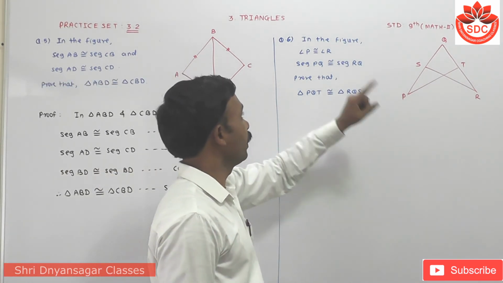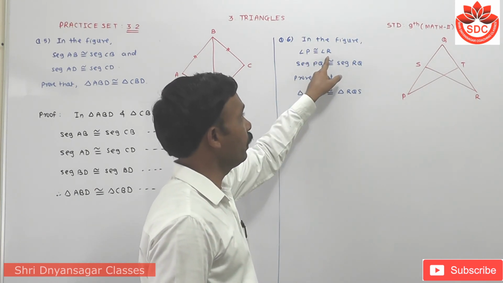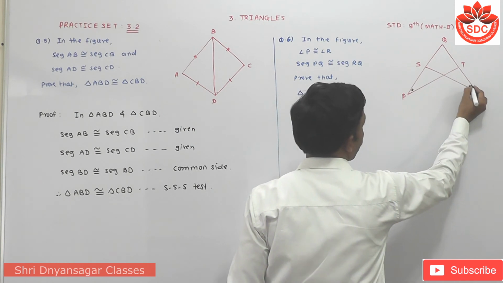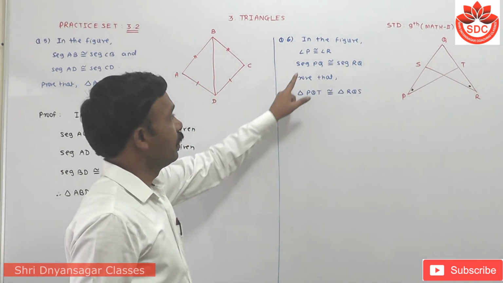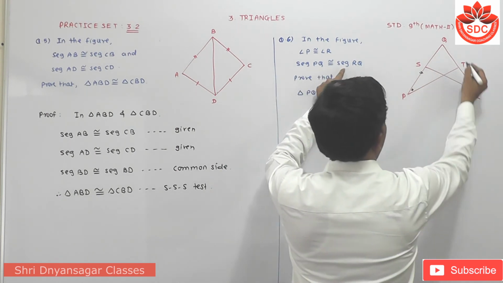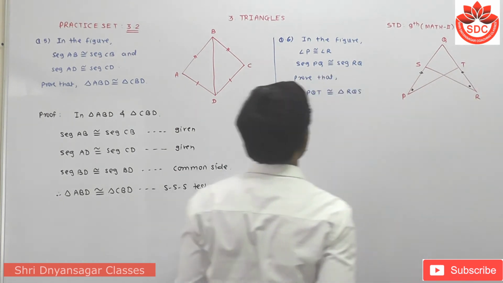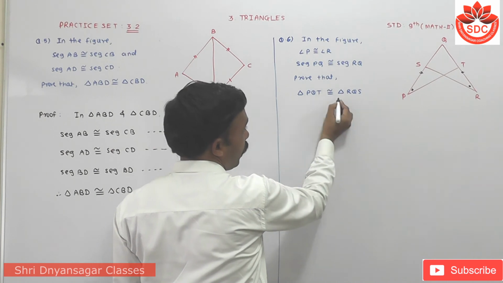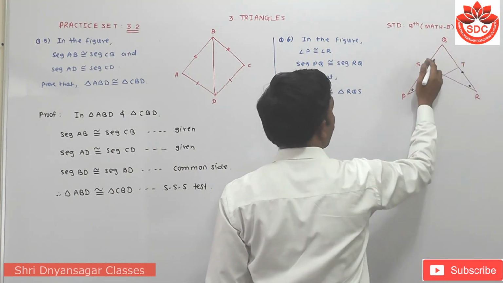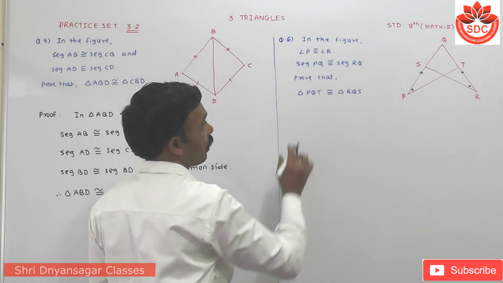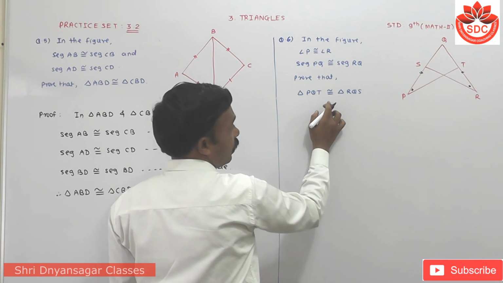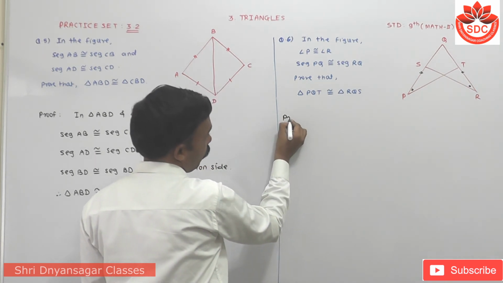Look at this figure. Angle P is congruent with angle R. I have shown it by using identical marks. Angle P is congruent with angle R. Segment PQ, look here, is congruent with segment RQ. Then prove that triangle PQT is congruent with triangle RQS. These are the proper vertices here. Student, you have to write at home, this up to this is given. This is to prove. Here we take only its proof.